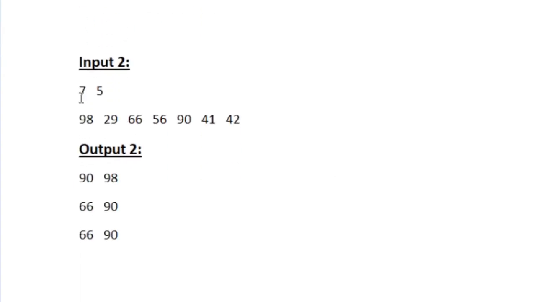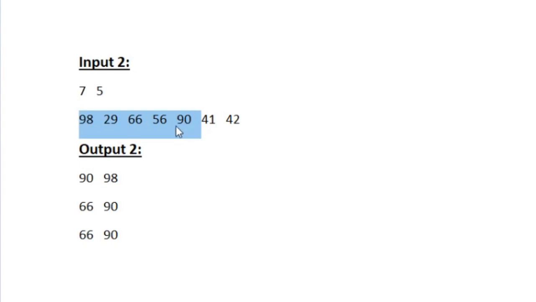So here the value of n is equal to 7 and k is equal to 5. So in the second line of our input we are given 7 integers, and here we have to consider every 5 integers. So the first 5 integers are 98, 29, 66, 56 and 90. So the largest two integers out of these 5 integers are 98 and 90, and out of these two integers 98 and 90, 90 is the smallest.